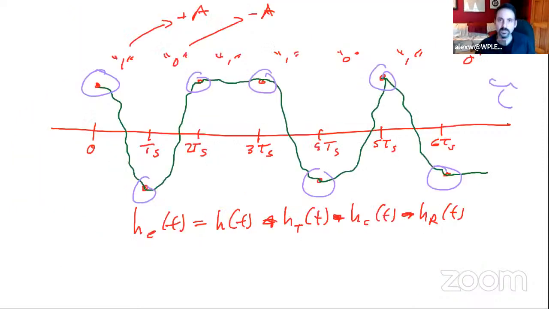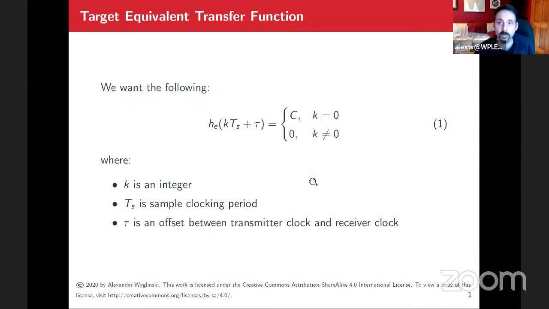Okay, so let's go back to the slides. Because remember, your receiver, all it's going to care about is that one sample. Is it plus A or is it minus A? And then it's going to map it to 1 or 0. Okay.